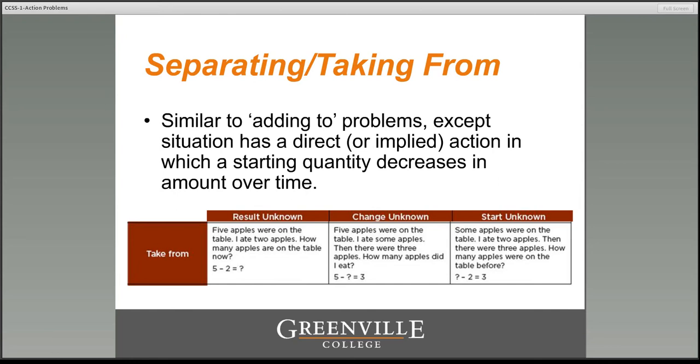So here, once again, we caution you to remember that the adding to and taking from refers to the action embedded in the problem, not the operation. Now we turn our attention to the position of the unknown and how that influences problem difficulty for early problem solvers.